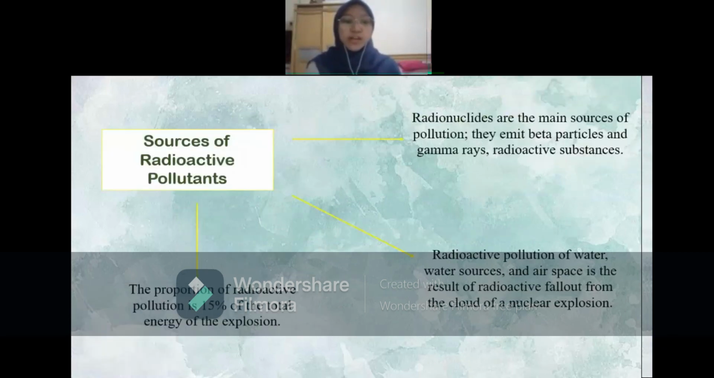And the source of these radioactive pollutants, the proportion of radioactive pollution is 15% of the total energy of the pollution. And the next one is radioactive pollution of water, water sources, and airspace is the result of radioactive fallout from the cloud of a nuclear explosion. And the last one is radionuclides are the main source of the pollution. They emit beta particles and gamma rays, radioactive substances.